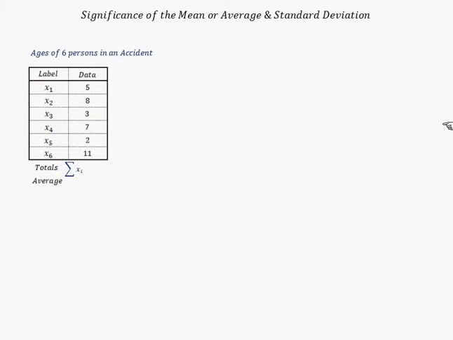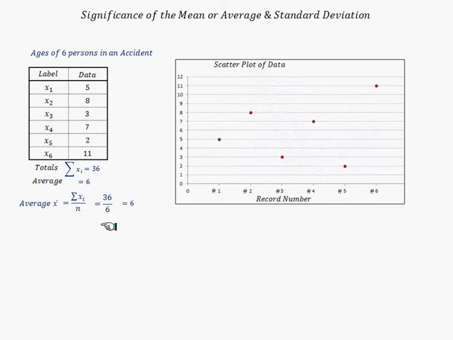We want to look at the interpretation, the meaning, of the mean or average. The summation of the x values is the summation of these 6 numbers, 36. The average is the total over the sample size n, 36 over 6, or 6. And we're going to look at the graph of that.